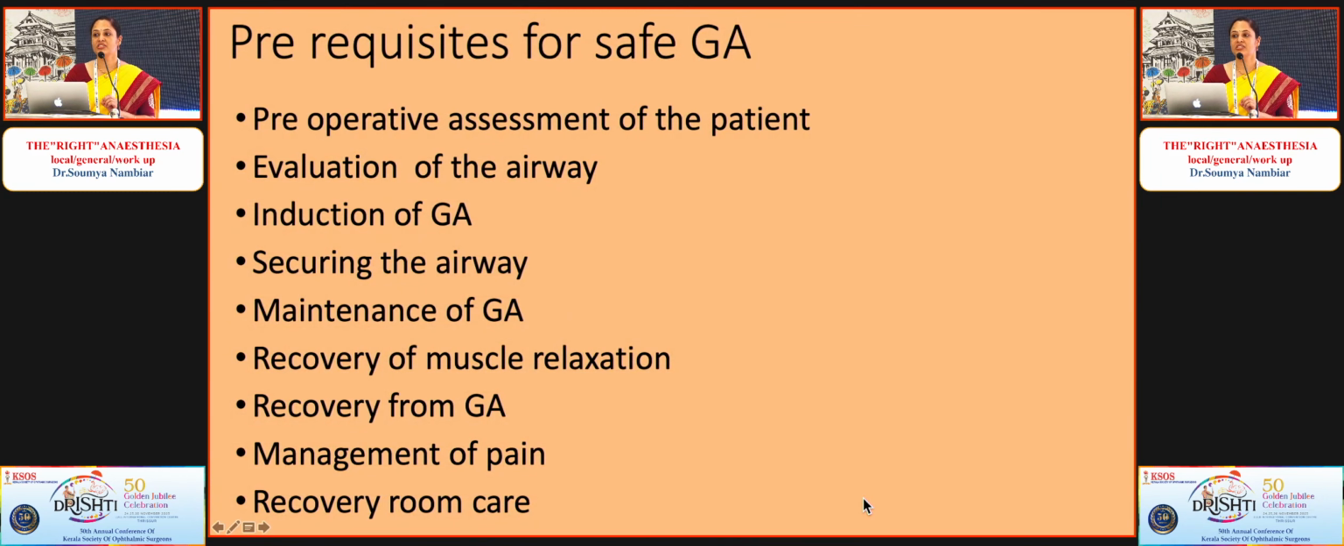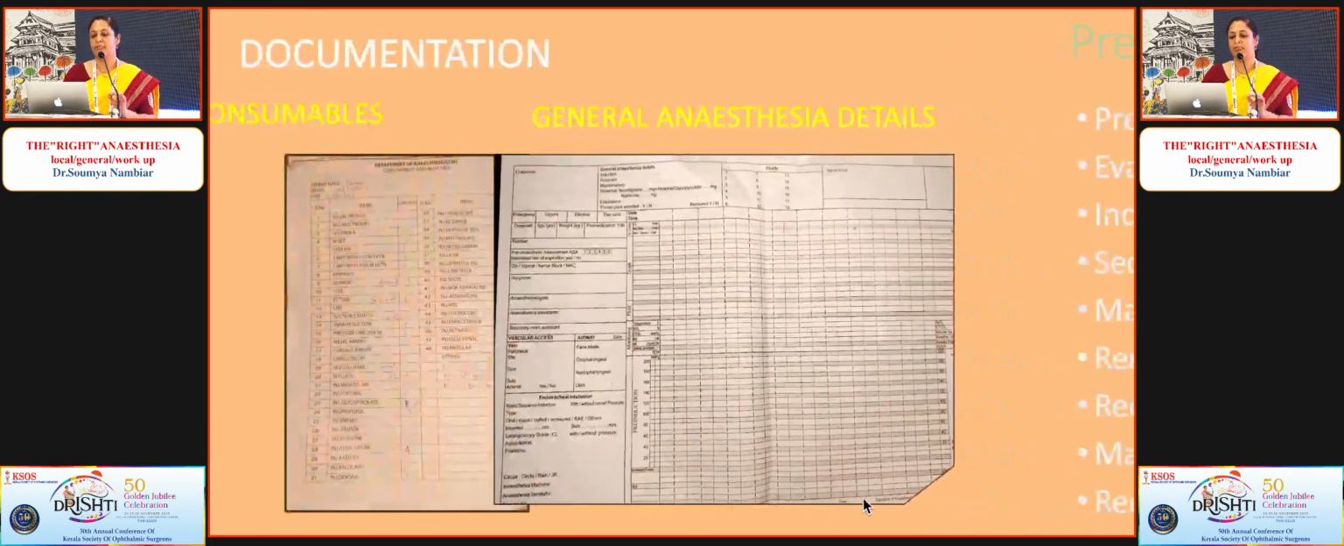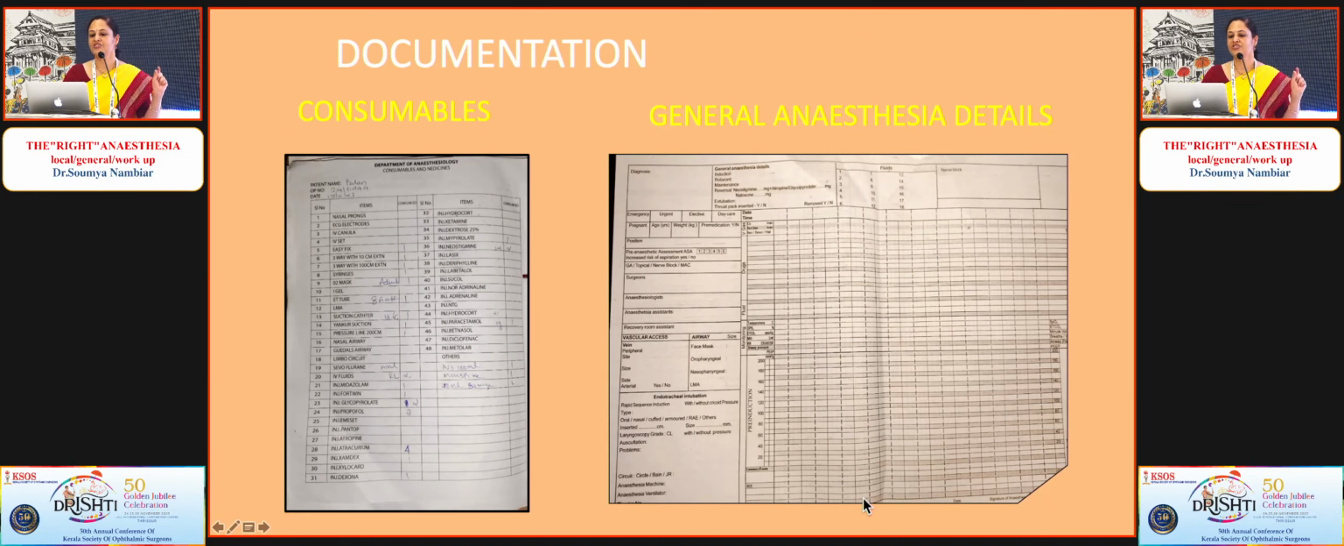Then the prerequisites for a safe GA include the following: a preoperative assessment of the patient, evaluation of the airway, induction of the patient, securing the airway, and maintenance. With that, you need management of pain and you need a recovery room. For a general anesthesia, all this is required in an ideal anesthetic environment. Remember that all this has to be recorded. As you can see on the left side, you have the general anesthesia details. So this is how we follow.